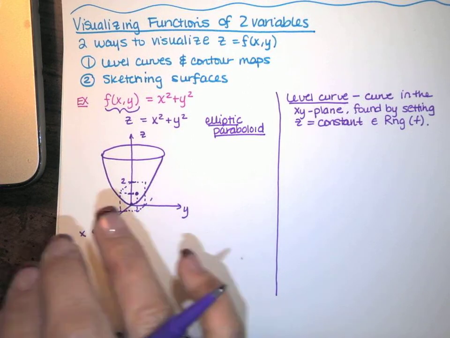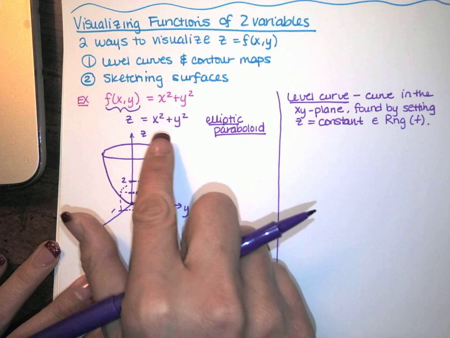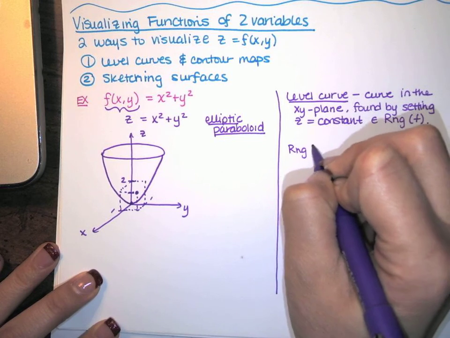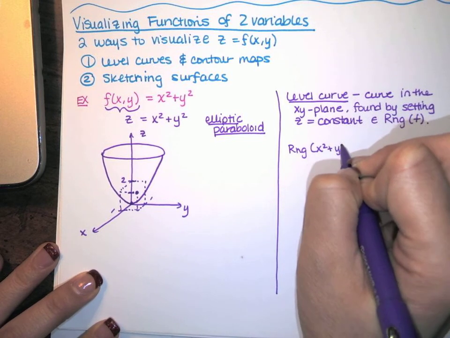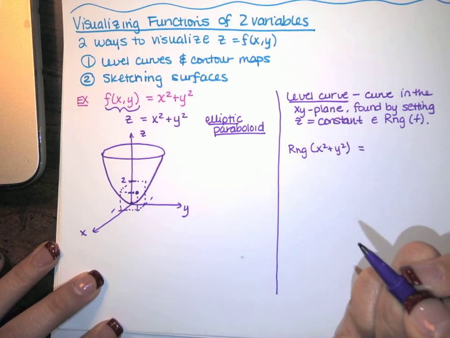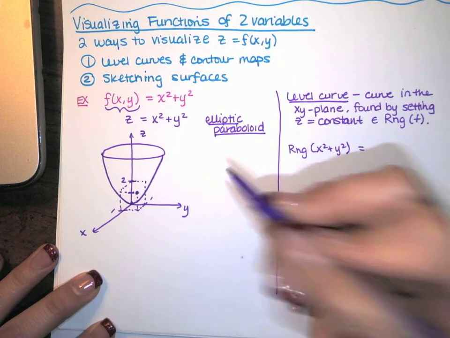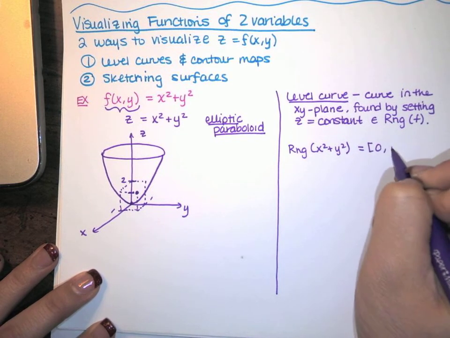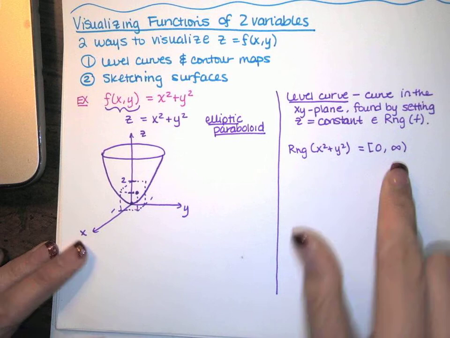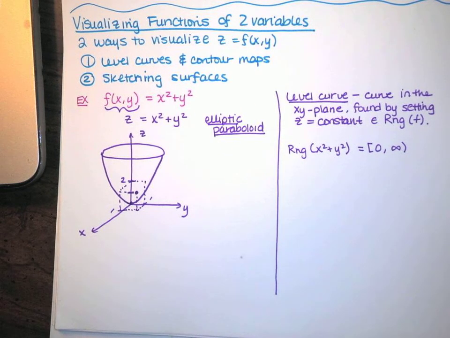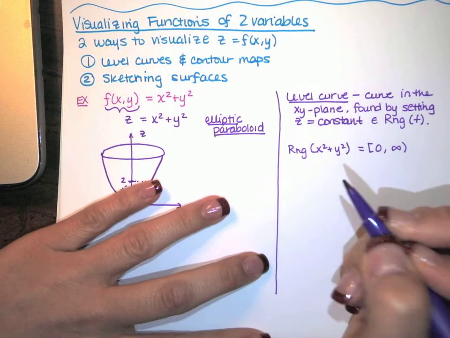So I pick a z value in the range of this, and the range for this one, just because of what I know about real numbers, that's a non-negative number, that's a non-negative number. I add them together and I get a non-negative number. So I pick a z value in here, and then I set it equal to this, and then I sketch my curve.